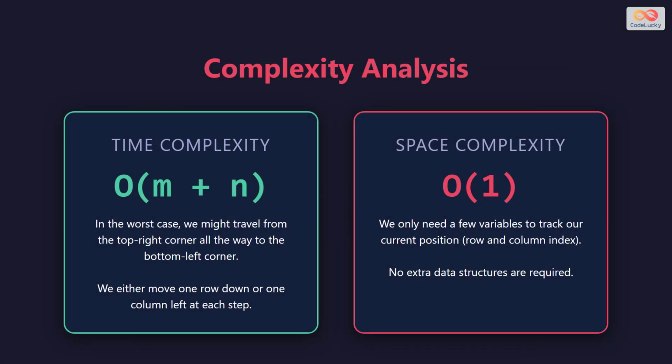This algorithm is highly efficient. In the worst-case scenario, we might start at the top right and traverse all the way to the bottom left, visiting at most m rows and n columns. This results in a time complexity of O of m plus n, and the space complexity is O of 1 since we only use a few variables for pointers.